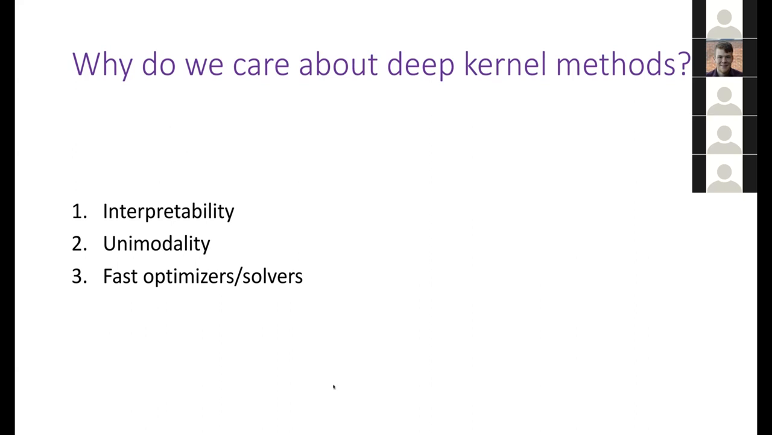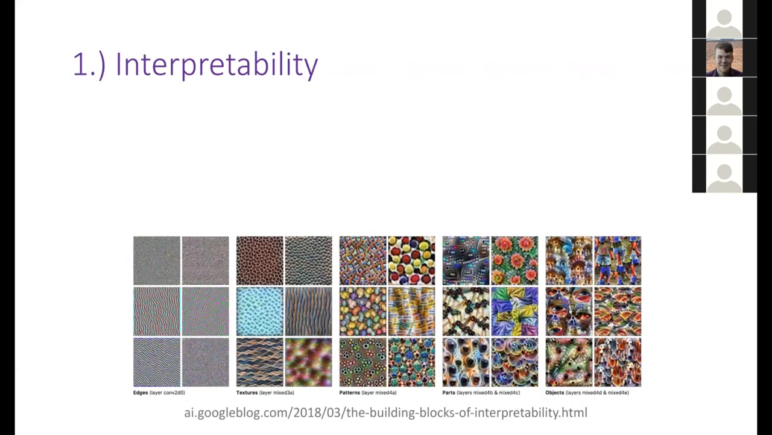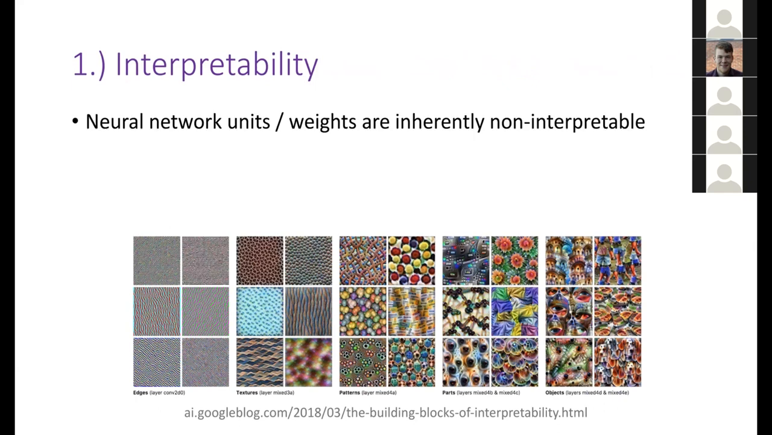And so to talk about this potential, I'm going to consider these 3 points here. That's interpretability, unimodality, and the possibility for fast optimizers or solvers. Okay. So to start with interpretability, at least to my mind, you can come back and interject here, please feel free in fact, I think neural network units or weights are inherently non-interpretable.